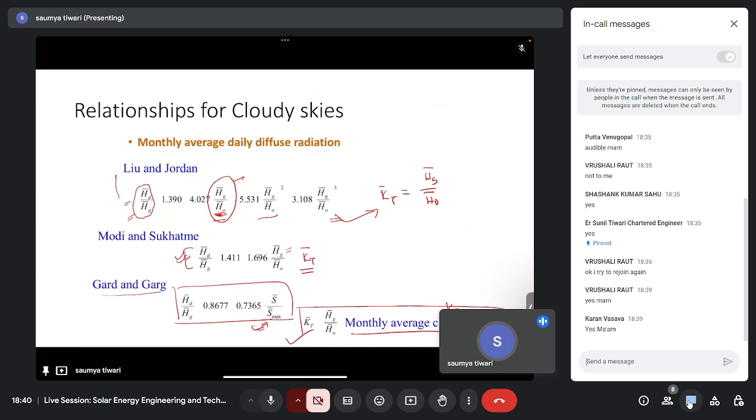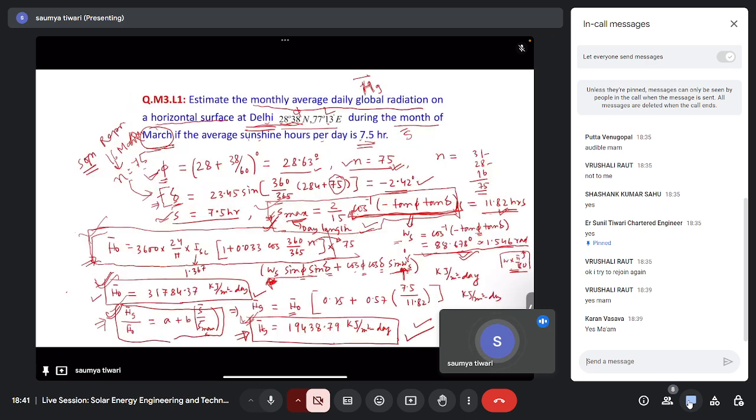Liu and Jordan have given this relation, where Hd bar is the monthly average daily diffuse radiation and this is the monthly average daily global radiation. We have already seen how to calculate this parameter, and this parameter we also already know. So Hd bar can be calculated based on these two parameters, Hg bar and H naught bar, which we have already seen how to calculate.